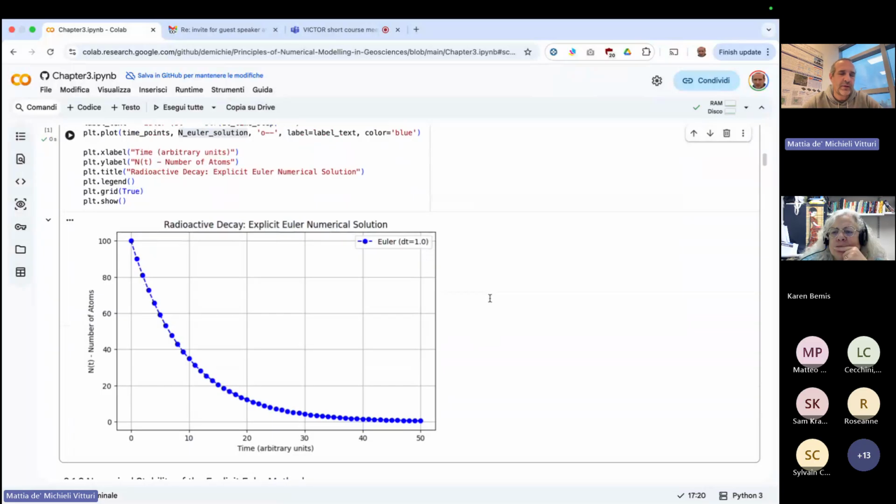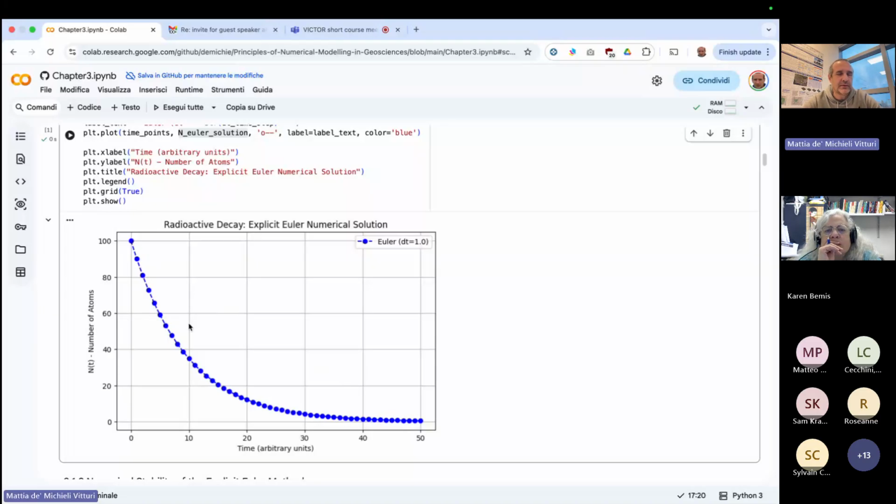And here we can see that we have the expected exponential decay. So we start from 100, and then at each time step, the number decreases. As I said, the rate of change is proportional to the actual number. So you see that the slope is decreasing and going to 0 when the number of atoms goes to 0.